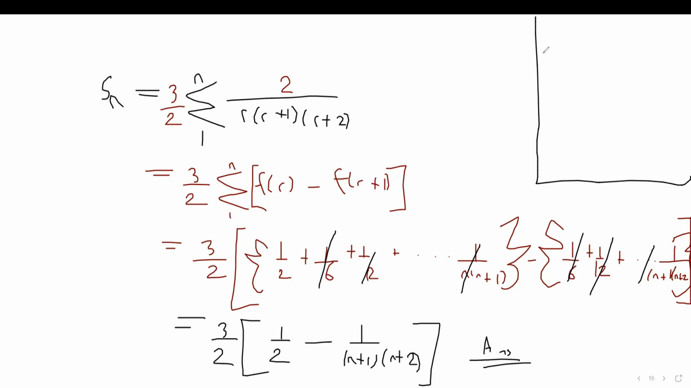So you can say S infinity, the last part, would be equal to 3 over 2 times, in brackets, a half minus, when you plug n as infinity, this becomes 0. That becomes minus 0. Then 3 over 2 times a half is 3 over 4. That's the sum to infinity.